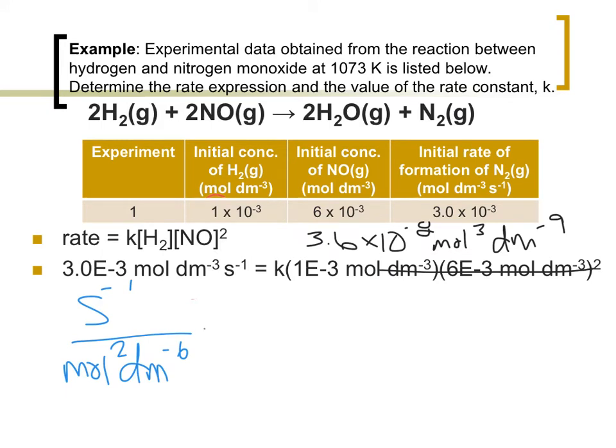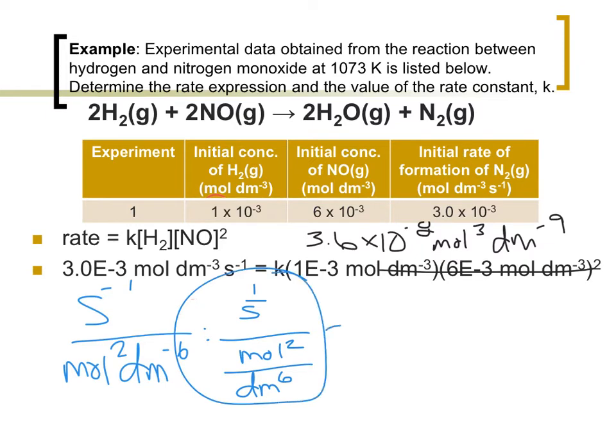So now it really helps to think about this more as fractions. So s to the negative 1 is actually 1 over s, and then mole squared dm to the negative 6, so this will be positive 6 if we actually write it in the denominator. So now if we use the reciprocal on this part, we get 1 over second times the decimeter to the sixth, and then mole squared on the bottom, doing the reciprocal of the denominator.